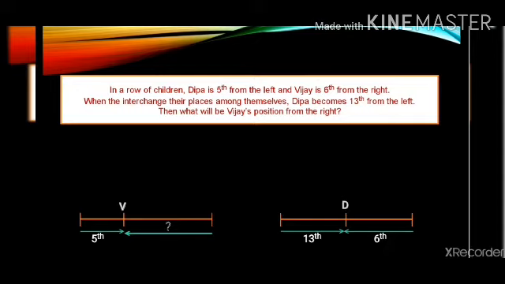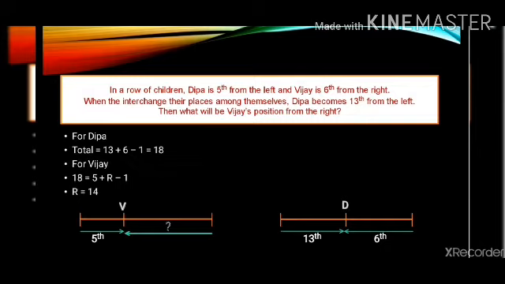Now what will be Vijay's position from the right? I want to find out Vijay's position from the right. So far we could find out the total number of people using Deepa's position. I can substitute the value in the equation for Vijay. For Vijay I know that total T is equal to 18. From here 18 is equal to 5, that is left L for Vijay, plus R, right, minus 1. We can find out the value of R by substituting the numbers in the equation. R is equal to 14.